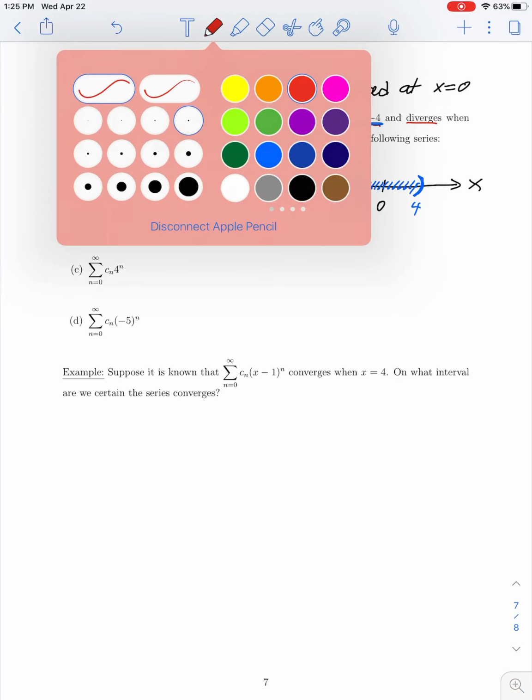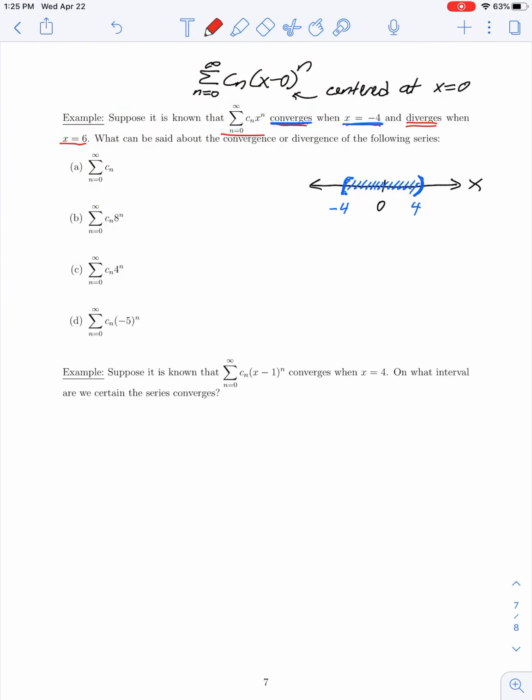And I am also told for this problem that the series diverges for the value x equals 6. So at x equals 6, I know that I have divergence.